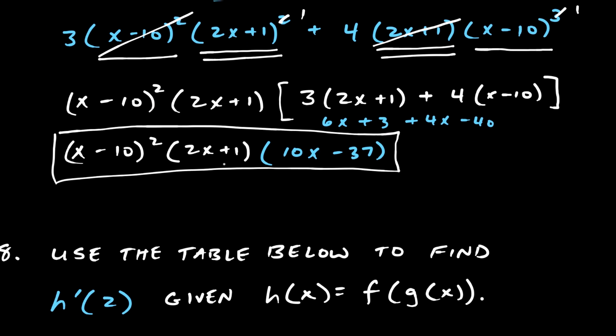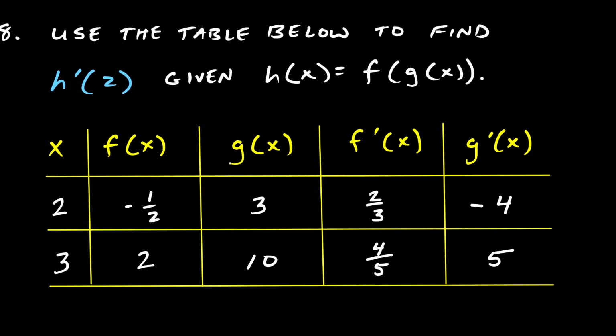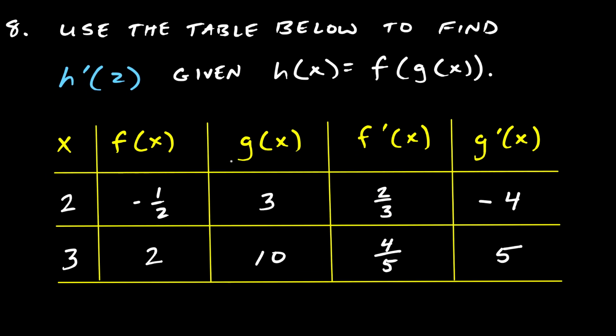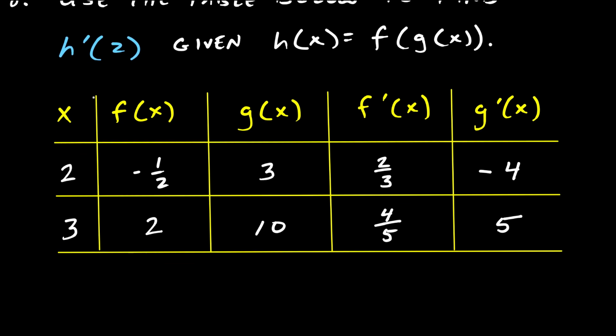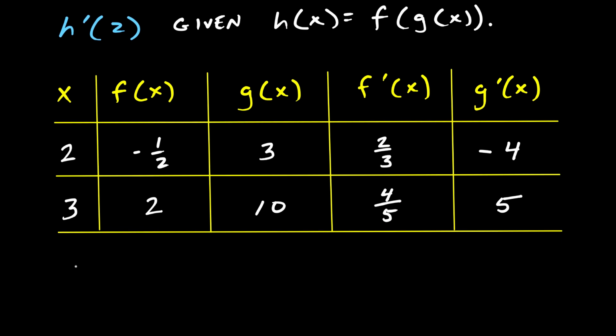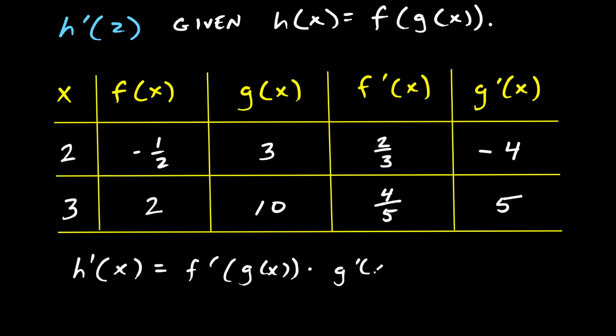All right, our final problem has us using the classic table. So in this case, we're given some function h, which is defined as f of g of x. That's simply going to be using the definition of the chain rule. So we're going to find that value at 2. So the first thing I want to do is always write this down. So h prime of x is going to equal f prime of g of x times g prime of x. Again, that's simply stating the chain rule.